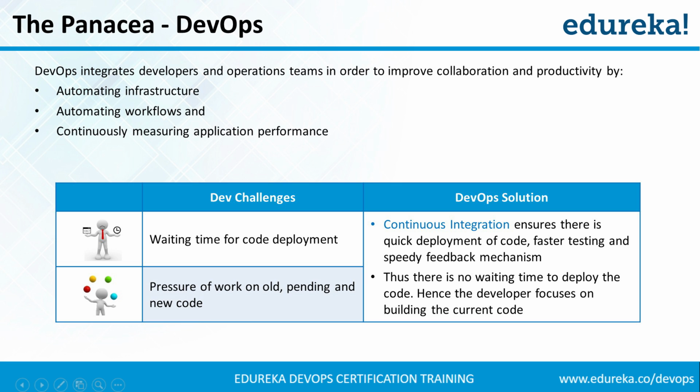So the challenge is the waiting time for code deployment: automate that. Pressure of working on old, pending and new code at the same time: use branching, use a smarter version control system.